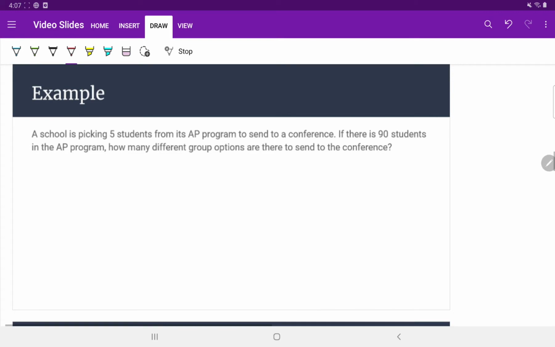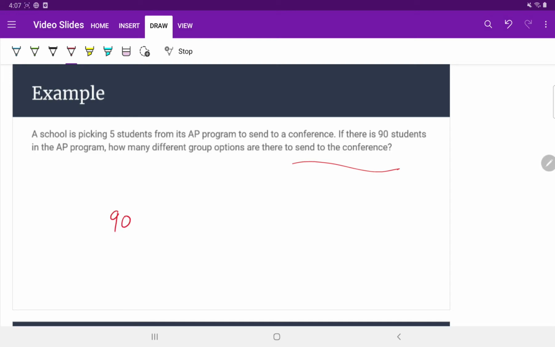Let's keep going here. A school is picking 5 students from its AP program to send to a conference. If there are 90 students in the AP program, how many different group options are there to send to the conference? In this case, clearly, there's no order. It doesn't matter whether I say Jack, Mary, and John go or John, Mary, and Jack. They all are the same combination because there's no assigned specific roles.